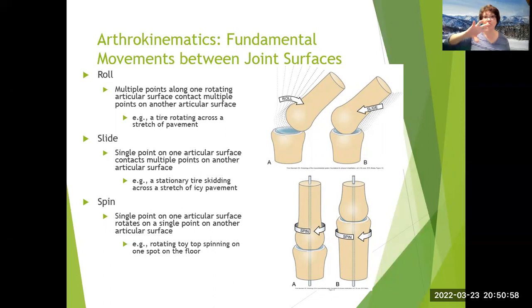Roll is multiple points moving along an articulating surface, contacting multiple points on another articulating surface. So that's the tire rotating across the stretch of pavement. Slide is a single point on one sliding across multiple points on the other. That's the skid on the ice. The spin is one point on one articular surface rotating on a single point of another. That's like the ballerina on point doing a pirouette, or a top spinning on the floor.